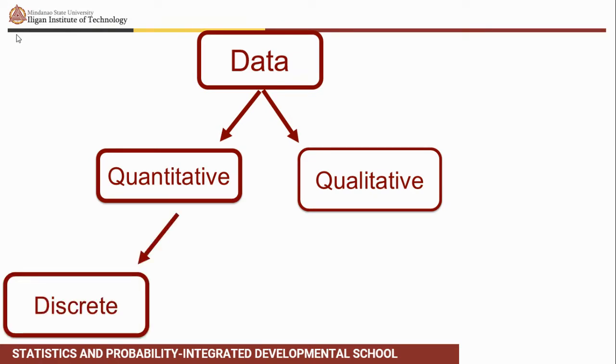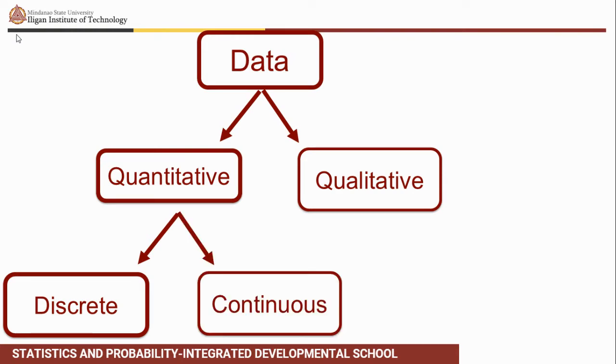For quantitative, there are two types of quantitative. We have discrete and continuous. When we say discrete, this can be counted. Example of that is the number of siblings. Number of flowers, that is considered as discrete, which is finite. And it consists of integers.